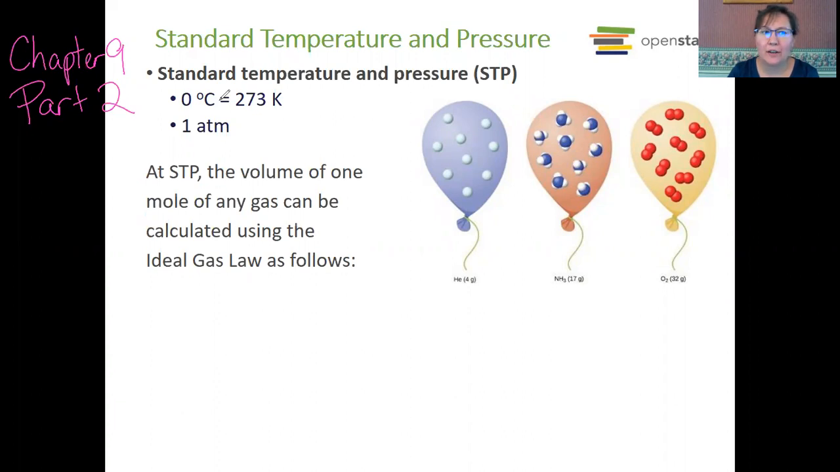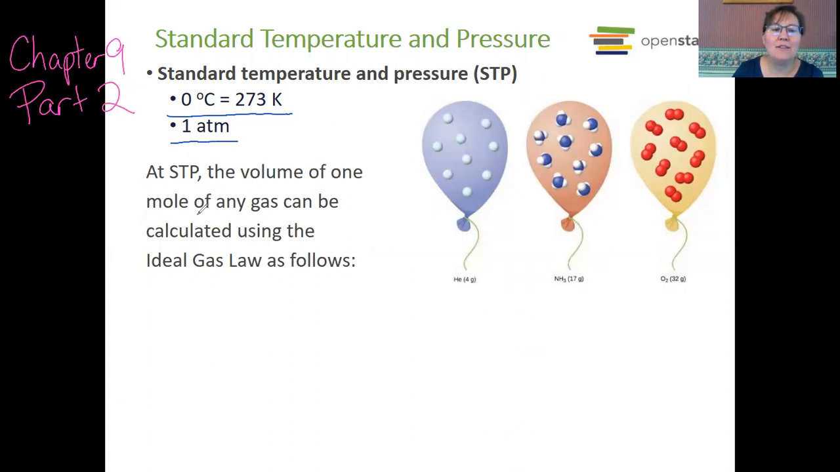Okay, so here in Chapter 9, Part 2, the next thing we're going to be looking at is the concept of standard temperature and pressure. Standard temperature and pressure is just a way to define a temperature and a pressure so that you can say at STP instead of going farther than that. So STP, or standard temperature and pressure, we have 0 degrees Celsius or 273 kelvins and 1 atmosphere.